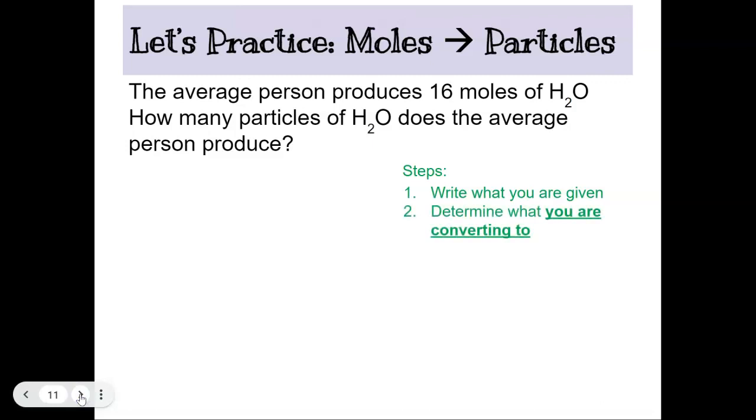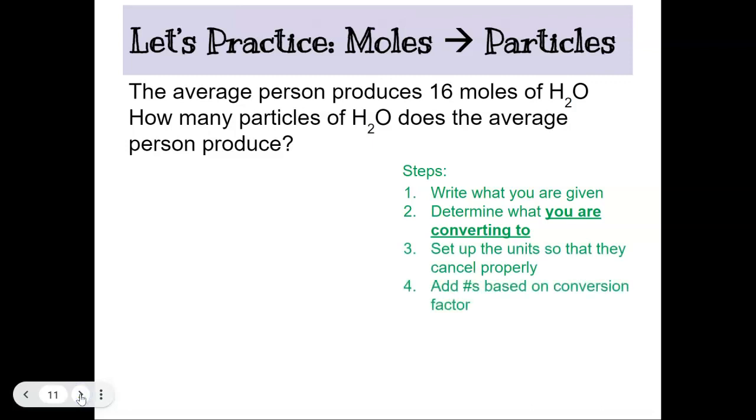Number 2, we're going to determine what we're converting to. Number 3, we're going to set up the units so that they cancel properly. Then we're going to add our numbers based on our conversion factors. So in this case, it's Avogadro's number. Okay, so let's take a look at what that looks like.